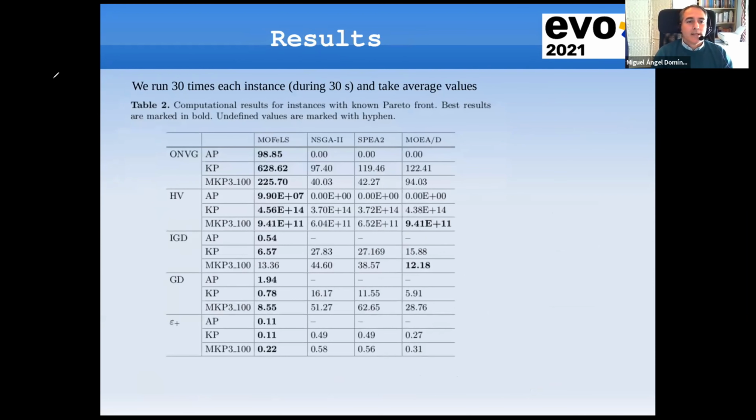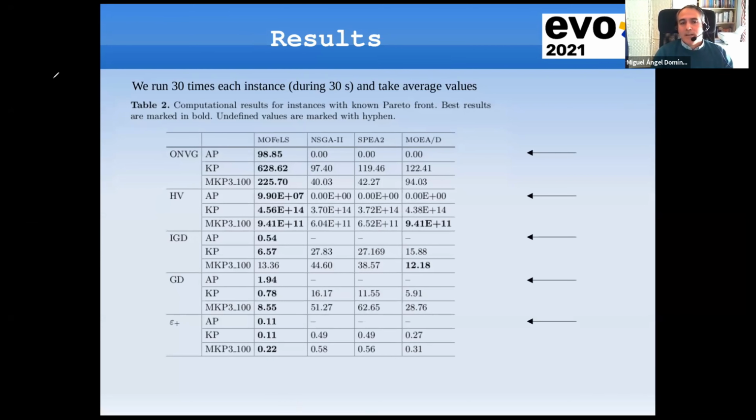In table 2, we can see the computational results for the instances for which we know the complete front. We run 30 times each instance during 30 seconds and take average values. We can see in bold the best results. We can observe that most of the best results are given by MoFELS.